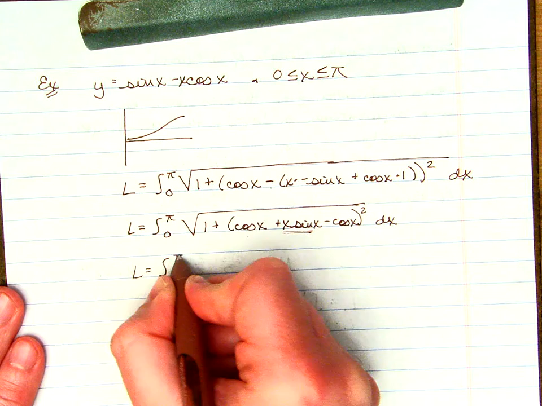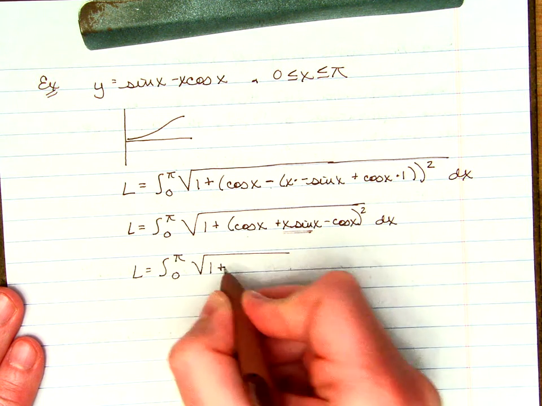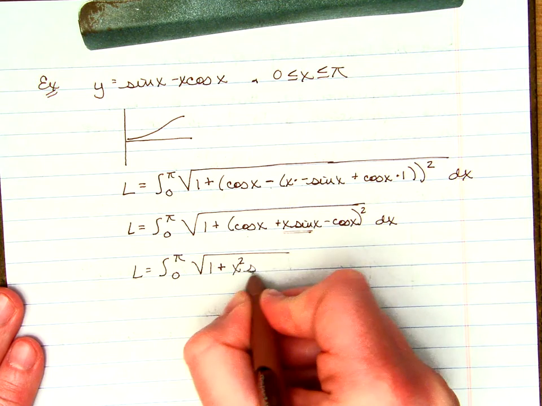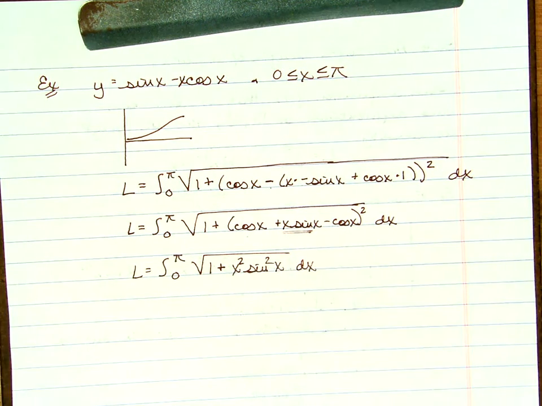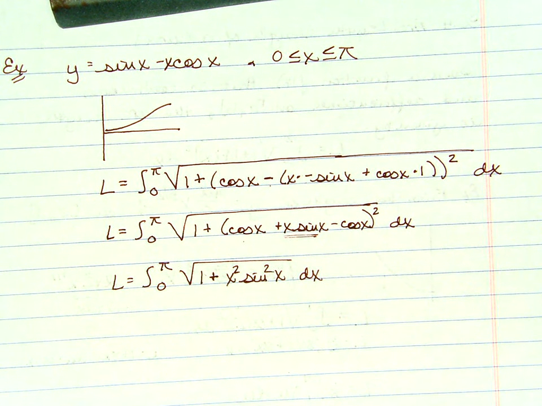I'm going to get the integral from 0 to pi of the square root of 1 plus, let's see, x squared sine squared x dx. At this point, go to the calculator. Make sure you're in radian mode, and use fn int to evaluate.